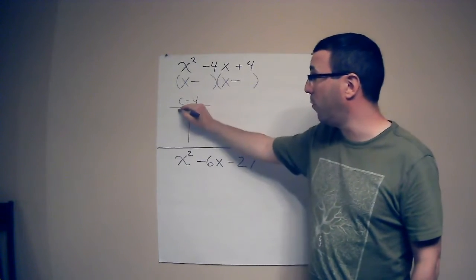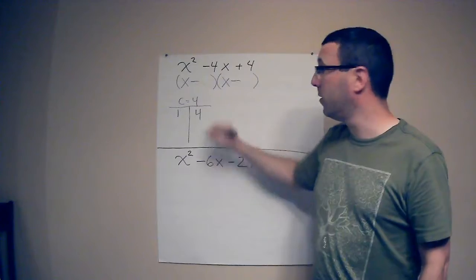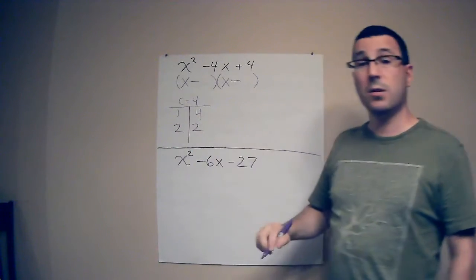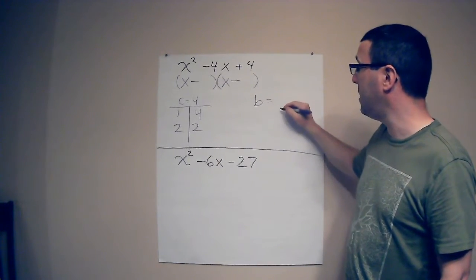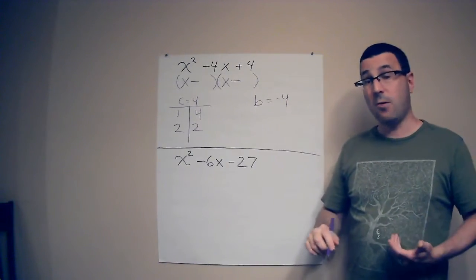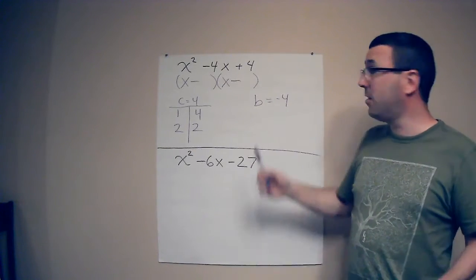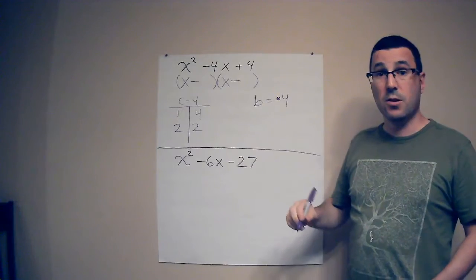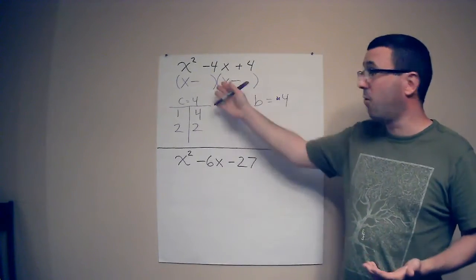I always start with 1 times whatever the number is, 1 times 4, and then we have 2 times 2. B has to equal a -4. Now, since they're going to have the same sign, I'm not really concerned about the minus. So I'm actually going to just cross that out because it's the same sign for both. So whatever it is, I'm just throwing that in here.